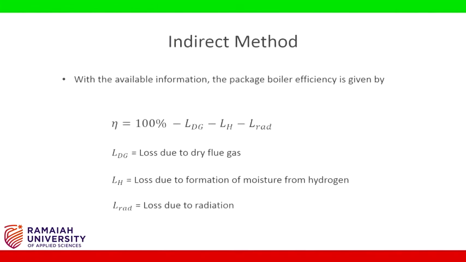With the available information, the packaged boiler efficiency in the indirect method is given by efficiency eta equal to 100% minus loss due to dry flue gas, minus loss due to formation of moisture from hydrogen, minus loss due to radiation.